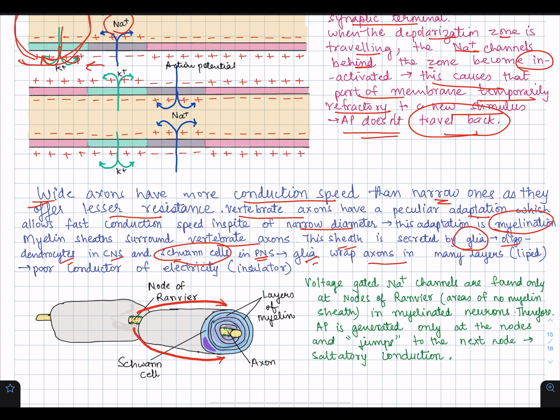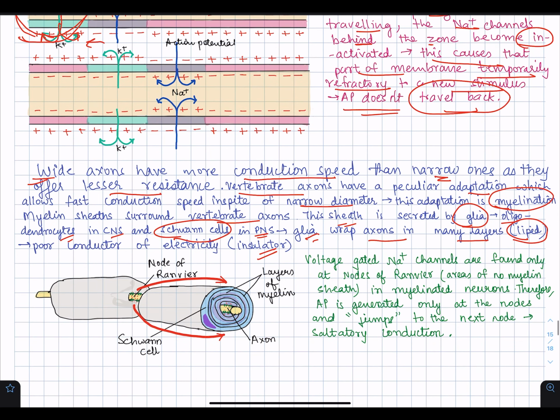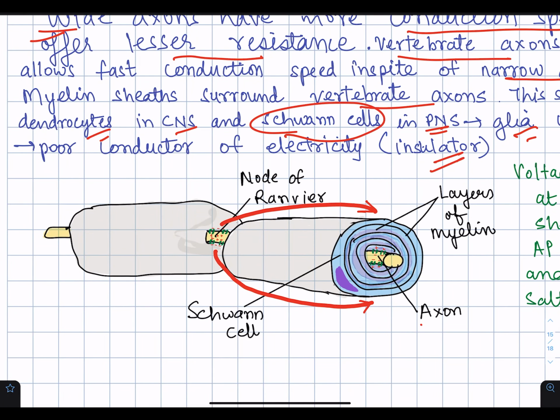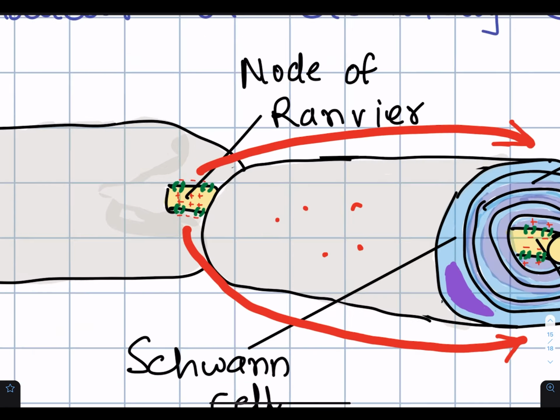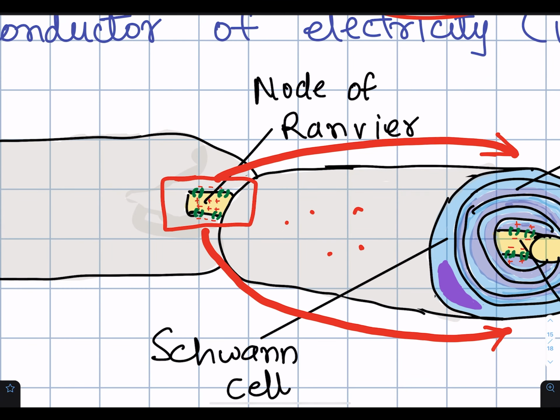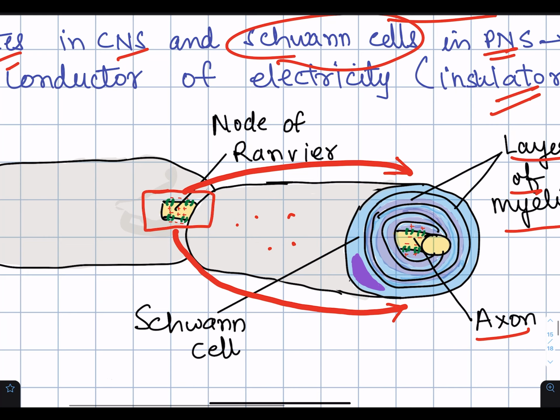Glia wrap axons in many layers which are lipid in nature and they are poor conductors of electricity, or we can say that they are insulators. Have a look at this diagram. This yellow part is the axon and this is the myelin sheath, and if you have a look at the cross section of this thing, we see the layers of myelin. This part is not insulated, it is open. This part is also open. These open parts are known as nodes of Ranvier.